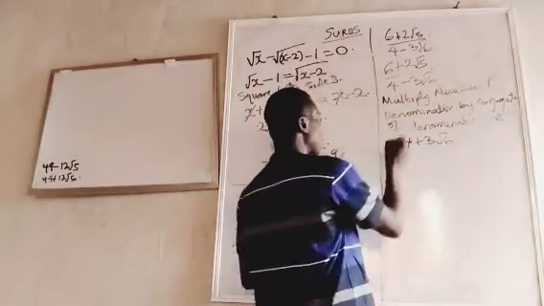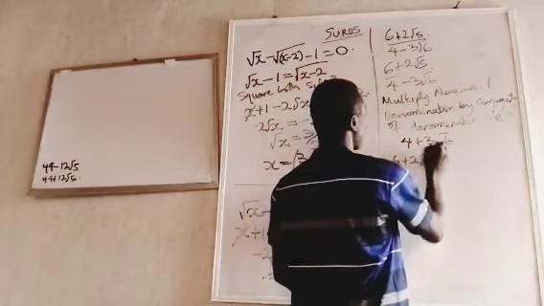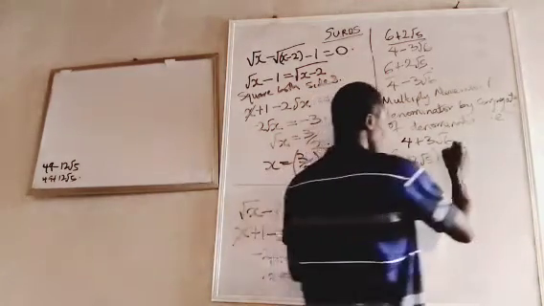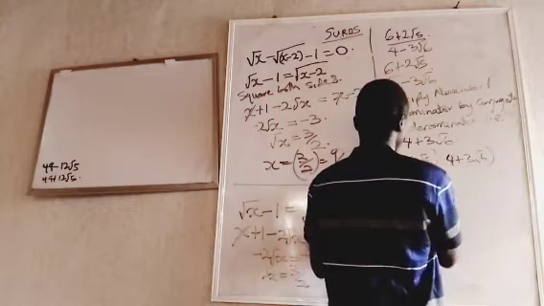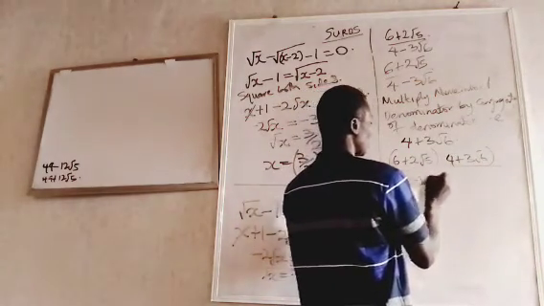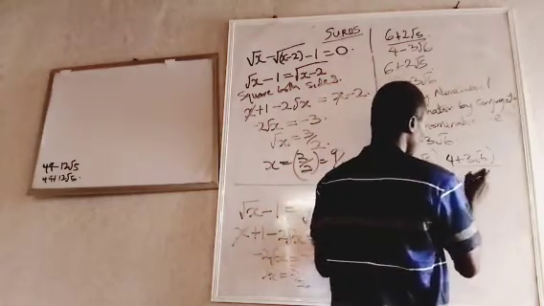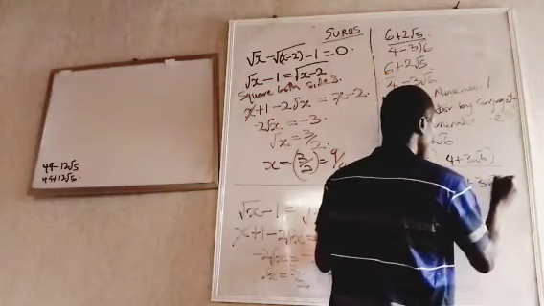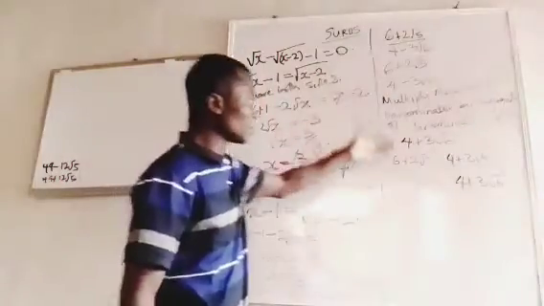From there, I just show out my workings. 6 plus 2 root 5 into 4 plus 3 root 6, divided by 4 minus 3 root 6 into 4 plus 3 root 6. You can see, once you get to this place, you just pick it one after the other.